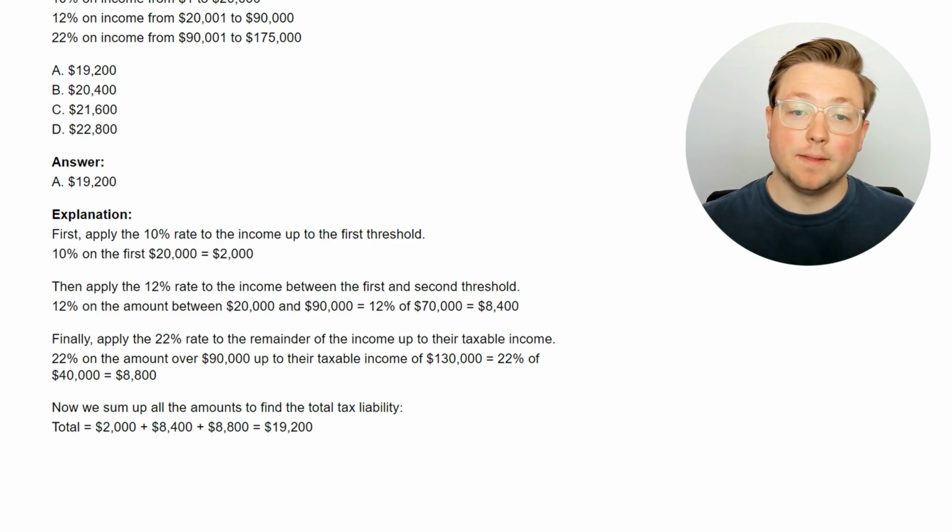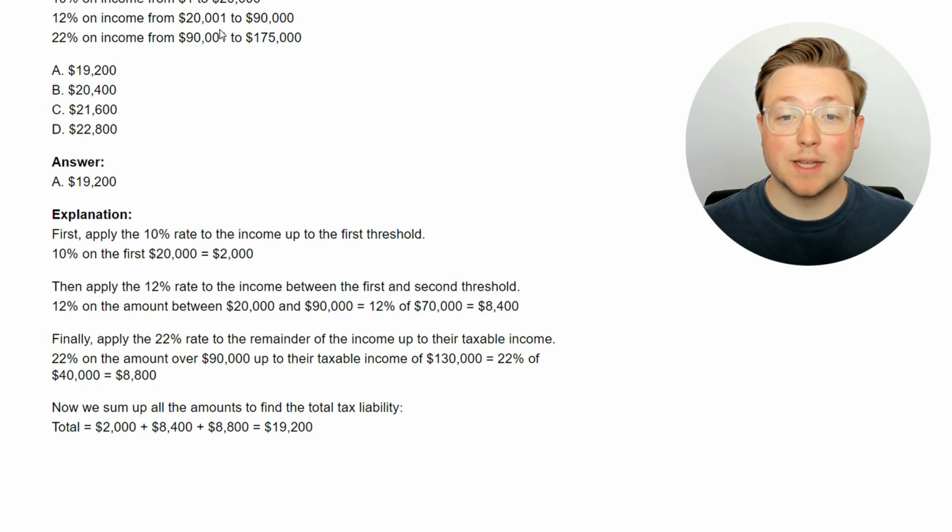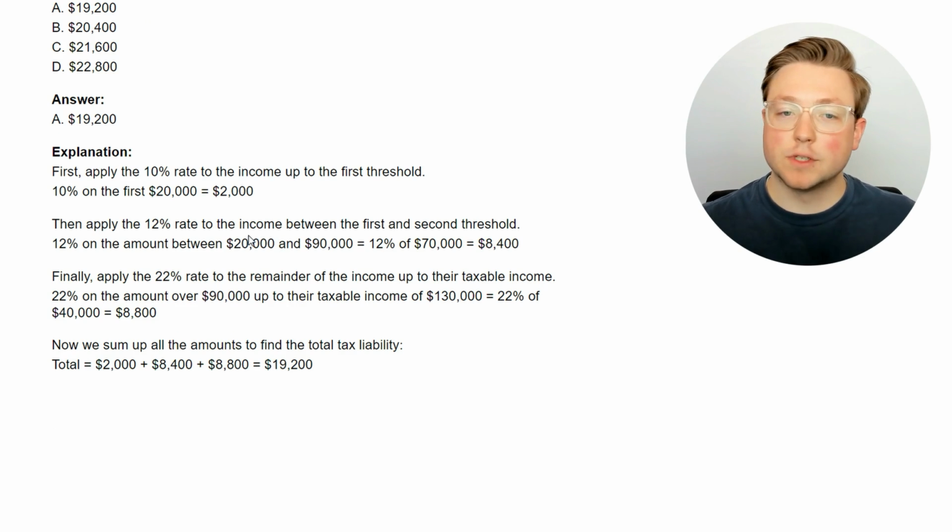Now, obviously, this range includes that $1, but for simplicity, and in reality with real taxes, it would end up being this same number in the end because of rounding. So that's why we're simplifying it in that way. Now we sum up all the amounts to find the total tax liability. So you add that all together and then you get the full tax liability of $19,200.